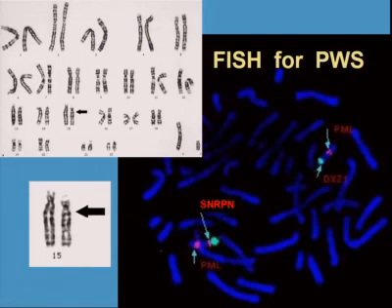So this would be FISH for Prader-Willi. If you order a FISH test, you have to specify what you're looking for because there's just one particular DNA probe. So if you're thinking about Prader-Willi, you ask for that FISH test.